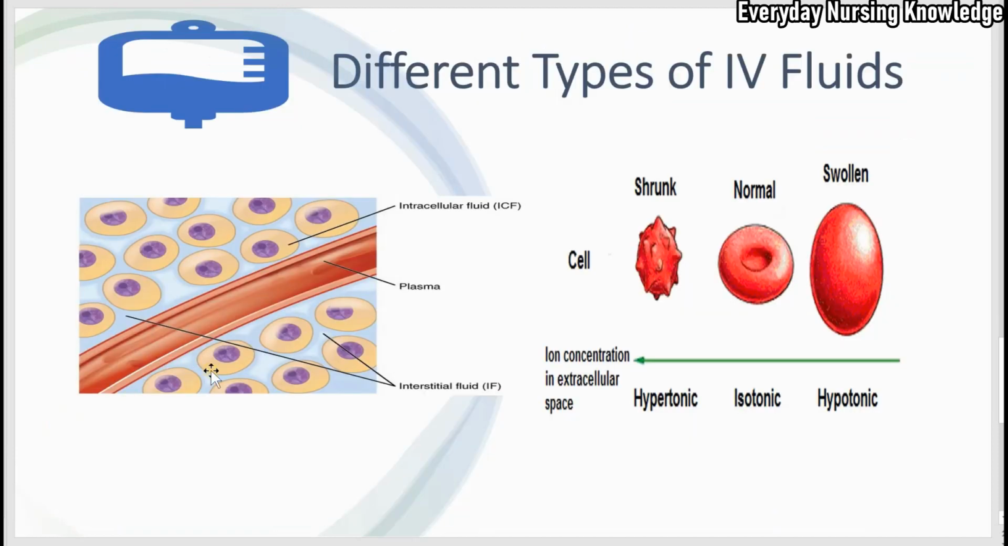So to summarize, remember hyper means active. As a result, the cells get smaller. Iso means same, so the cells remain the same. Hypotonic, hypo you can remember as hippo. As a result, the cell gets swollen.